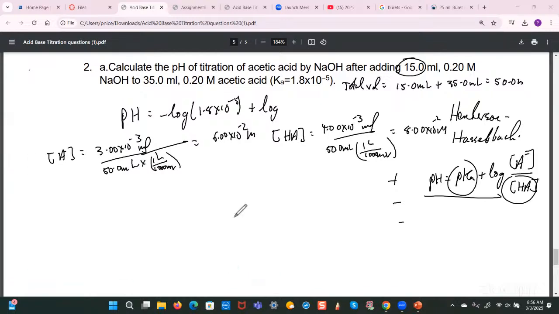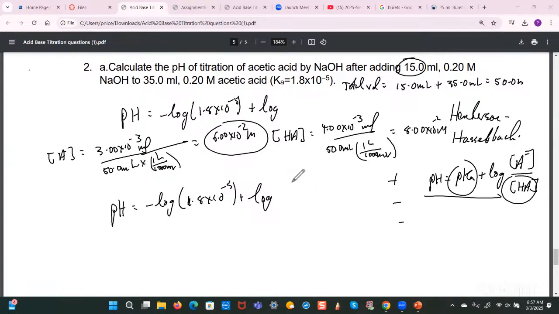Okay, so now we can plug everything into the Henderson-Hasselbalch equation. So pH, as I said before, is equal to minus log of 1.8 times 10 to the minus 5, plus log of the A minus, which is 6.00 times 10 to the minus 2 M, divided by the HA, which is 8.00 times 10 to the minus 2 M. And then we do the number crunching.